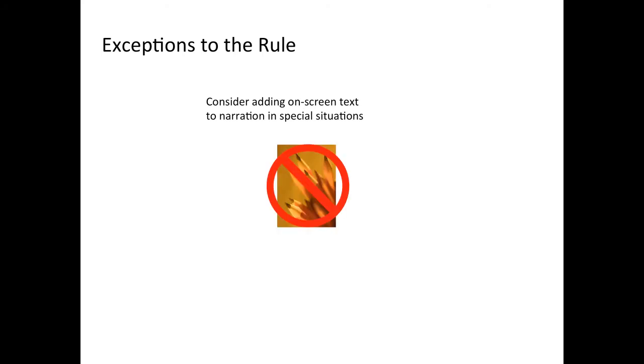Let's look at some of the exceptions to the rule. Consider adding on-screen text to narration in special situations. There are special situations where on-screen text and audio narration is justified. If you have no picture, you can repeat the text as audio narration. The user must be given ample opportunity to process the picture with the text. This is especially true when it is self-paced or paced slowly, or if the user is not a native speaker or the verbal material is very long or complex.